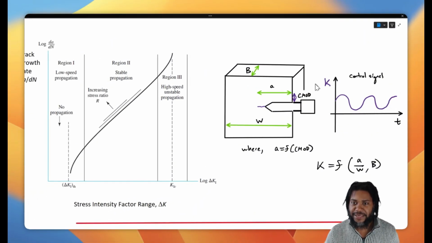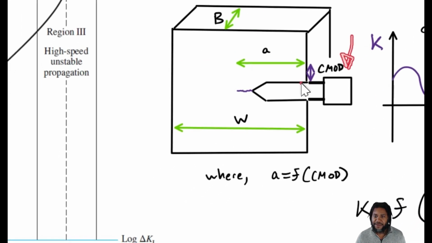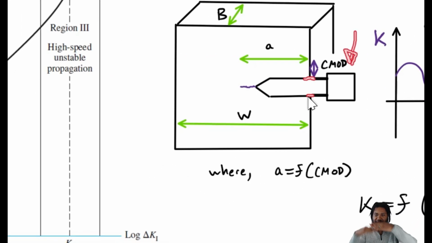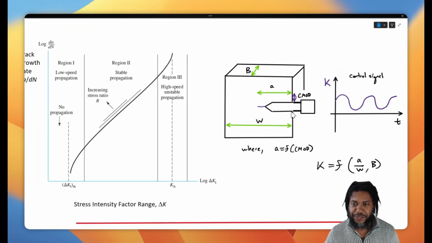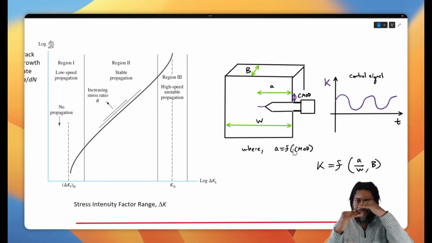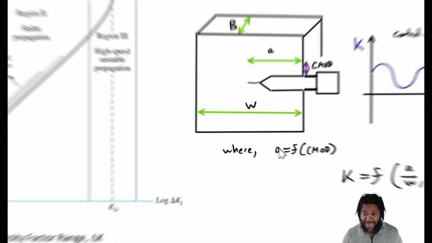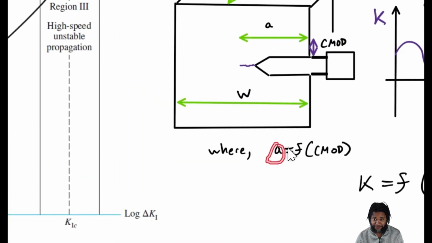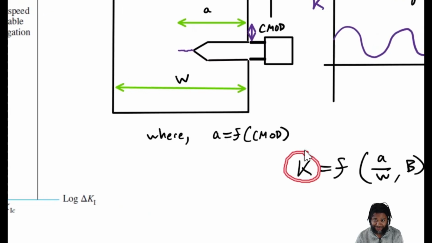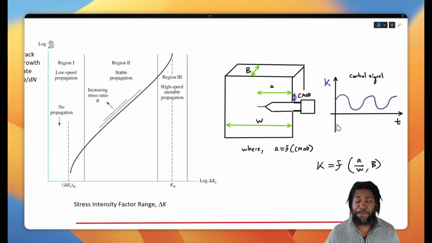Now to do that K calculation, we put an extensometer that measures how much the crack mouth opens, how much the crack opens up. And then we've got an equation that tells us how much the mouth opens versus how long the crack actually is. And from that, we then calculate K, and then we can do our control. It's a little bit complicated.